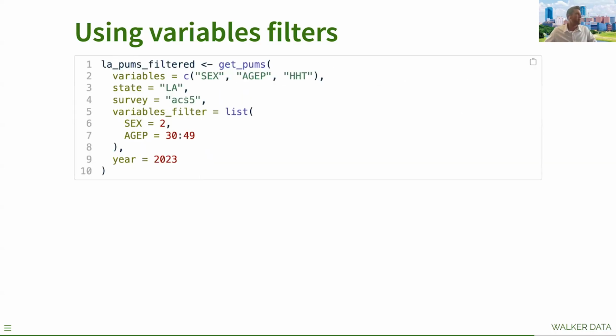So I'm grabbing data from the 5-year ACS PUMS here for Louisiana, same variables, but instead I'm specifying a variables_filter. And that variables_filter uses a structure in R called a list. And a list is a really flexible data object that can store basically whatever you want, and it consists of key value pairs. And so you're functionally saying, I want only, in this case, women, sex equals 2, between the age of 30 to 49.